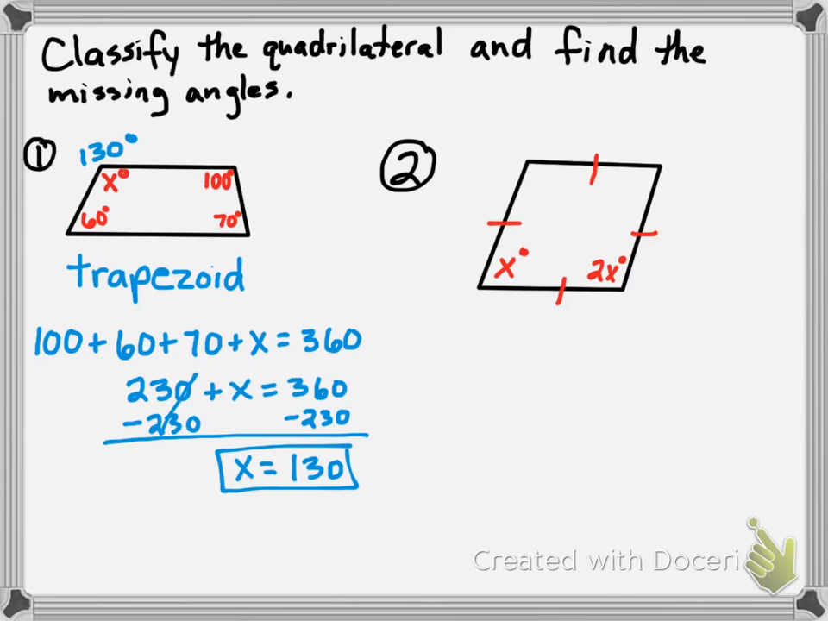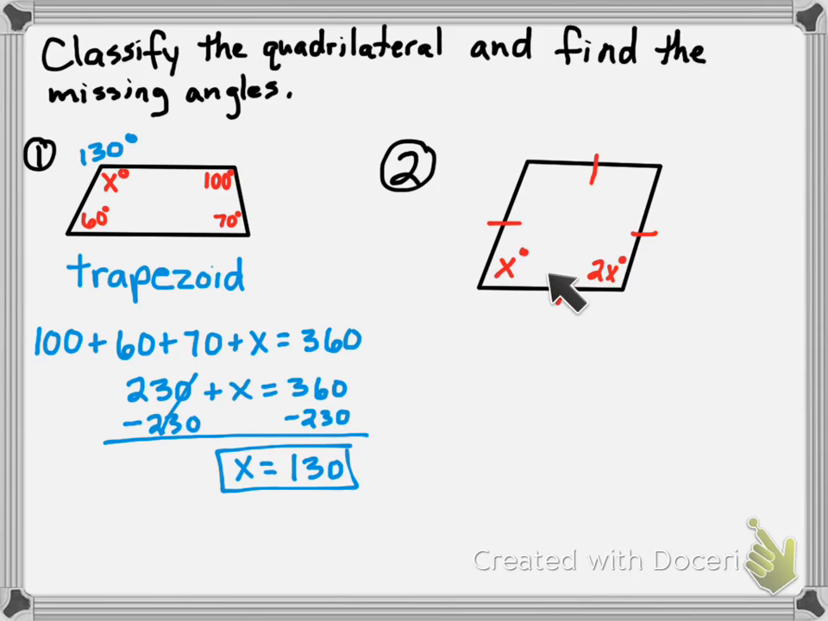Alright, so for the second one. Okay, first off, I see that I've got parallel lines, two sets of them. So that lets me know I'm working with parallelograms. So it's either a parallelogram, a rectangle, a square, or a rhombus. Okay, and then I see that I have all congruent sides. So that rules out rectangle and parallelogram. So it's either a square or a rhombus.